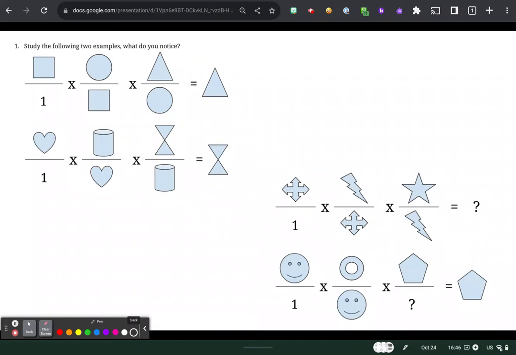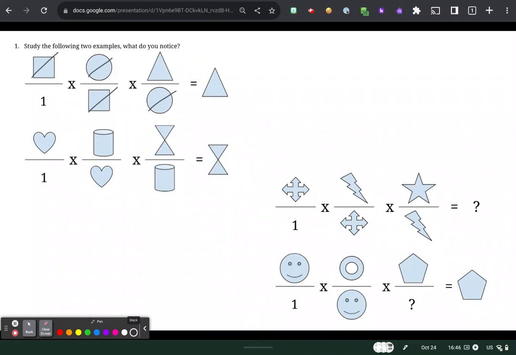As you're looking at this, you notice it always starts with something over 1, and then the square shows up here, shows up there, and then it's gone. Circle shows up here, shows up there, and then it's gone. And then I'm left with a triangle. There was never a triangle on the bottom, and so that's what I end up with.